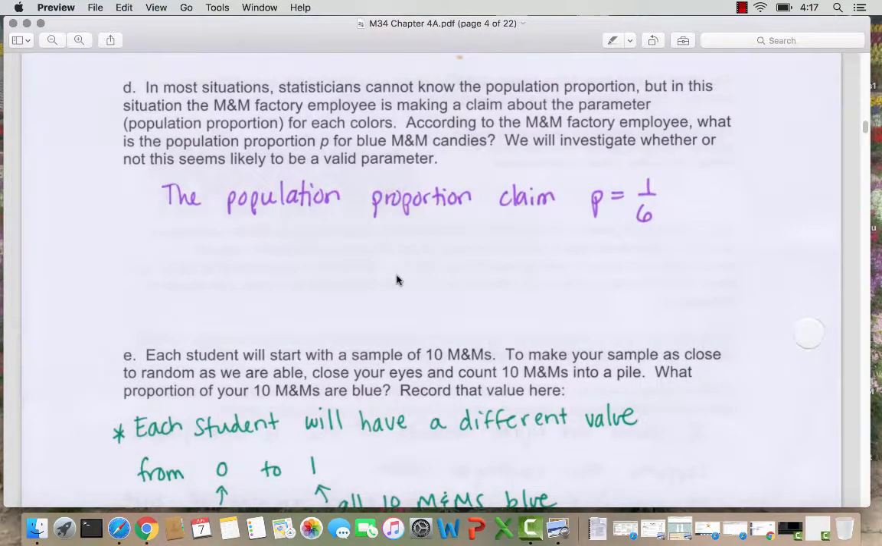So in most cases, statisticians cannot know the population proportion. For example, if we're surveying people about their political opinions, we can only use survey data. We don't know how everyone in the whole population feels. In this situation, the M&M factory employee is making a claim about the parameter, which is the population proportion for each color. So according to the M&M factory employee, we want to think about what is the population proportion that we'll call P for blue M&M candies. We use P for proportion here. So if all 6 colors are equal, then the proportion that we expect of blue M&Ms is 1 out of 6. So we say the population proportion for the claim is 1 out of 6.